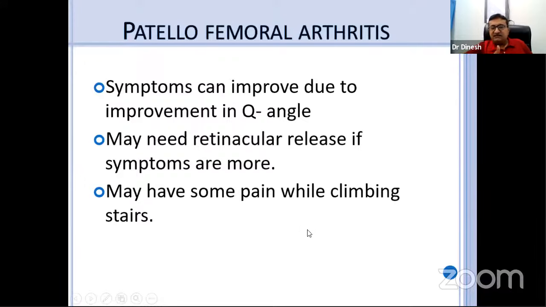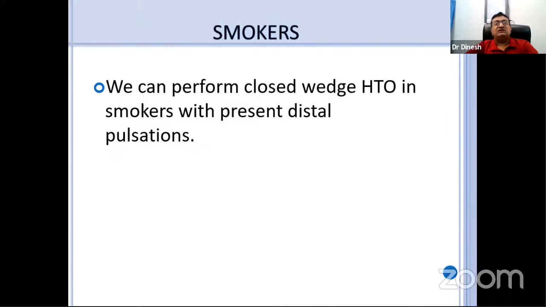Otherwise also, if there is severe patellofemoral arthritis, we have to discuss before doing high tibial osteotomy that there will be some mild pain in climbing stairs, because the patellofemoral joint plays a role only while bending the knee. During normal weight-bearing walking there will be no pain, because we have shifted the weight bearing force to the lateral compartment. So patellofemoral arthritis is not a contraindication. We can always perform high tibial osteotomy, right?